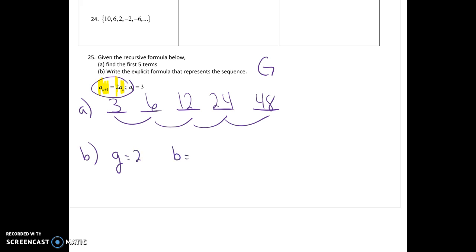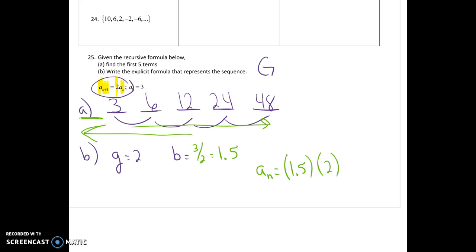But now I've got to find the B. And remember, the B is not 3. We will have to backtrack 1 spot. And if they're multiplying by 2 this way, what I'll do is just divide by 2 going to the left. And you can write 3 divided by 2. You could type it into your calculator and get 1.5. But now I'm going to write the explicit formula. So to find any term, I'm going to take B, I'm going to put it in parentheses, you don't have to, and I'm going to take it times G, also in parentheses, to the n power. So this is the final part that you need for B.